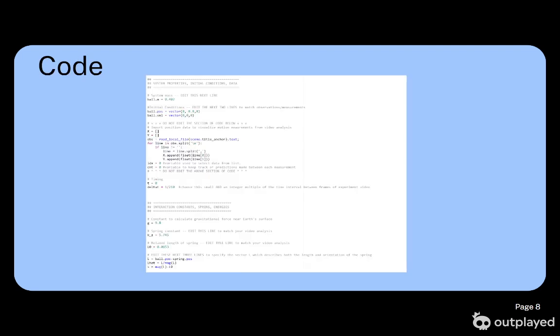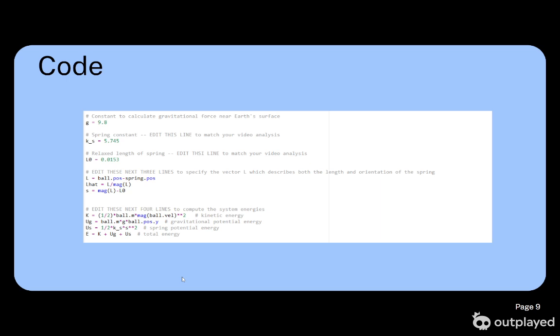Code. Here is a screenshot of my code, and here are some of the edited lines. We have the mass, the vector position, the timing, and then of course all of our data. So this was the L naught value that I calculated. And then here is a highlight on some of those values.